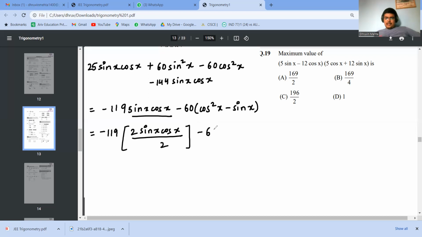And I have taken minus 60 common from these two terms, simply because then it becomes cos square x minus sin square x, which is a formula. Which formula is this? cos 2x. cos 2x. Correct.